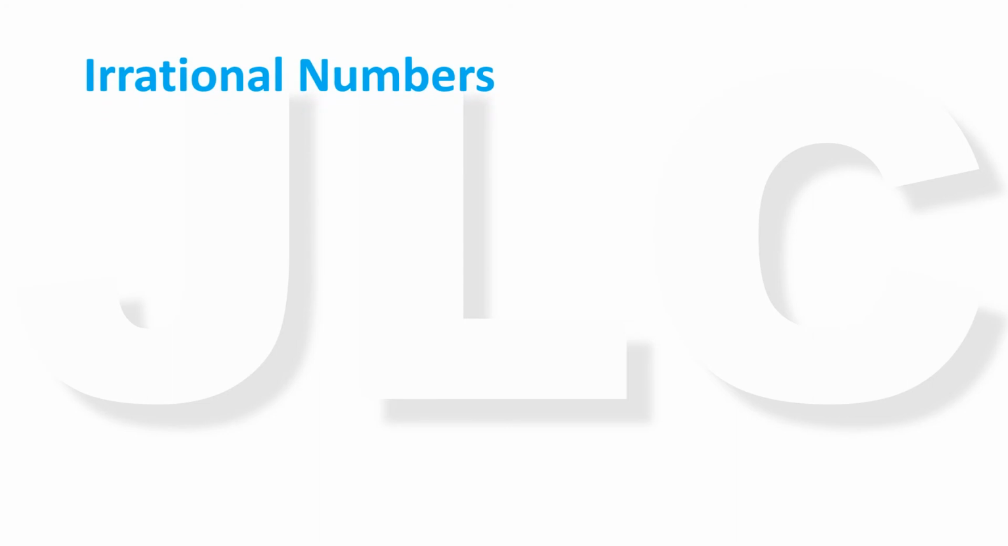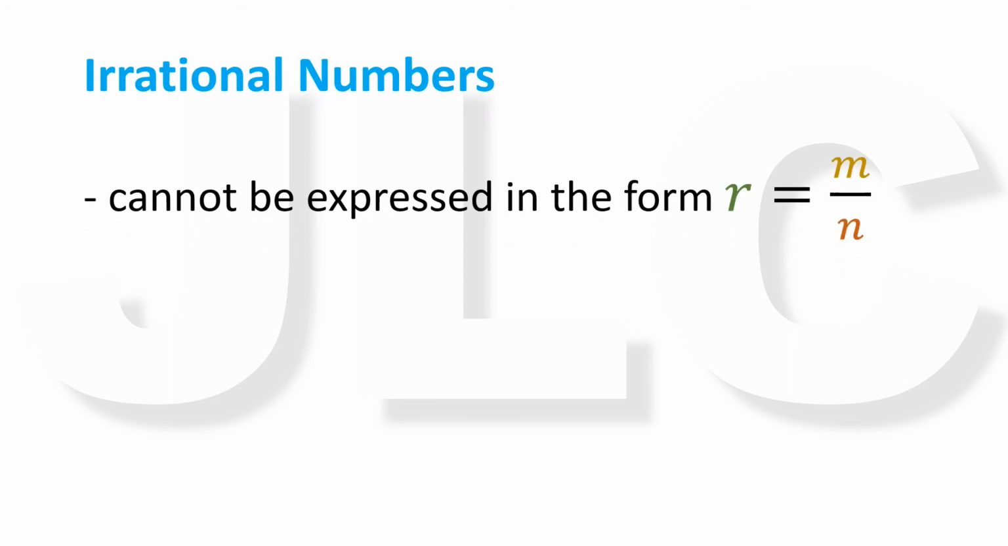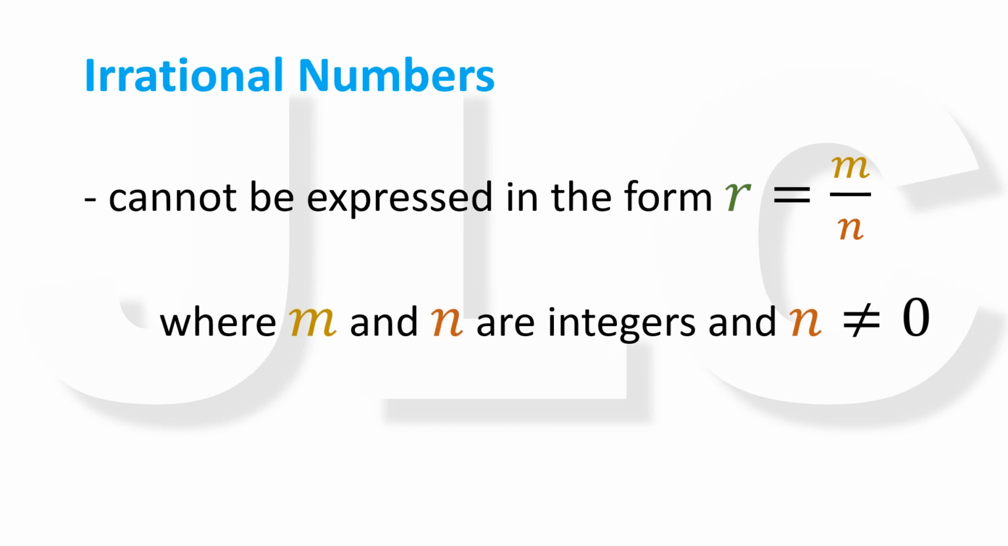Irrational numbers are the opposite of rational numbers. They cannot be expressed in the form r equals m over n, where m and n are integers and n is not equal to 0. Examples of irrational numbers are square root of 2, pi, and 5 over cube root of 7.